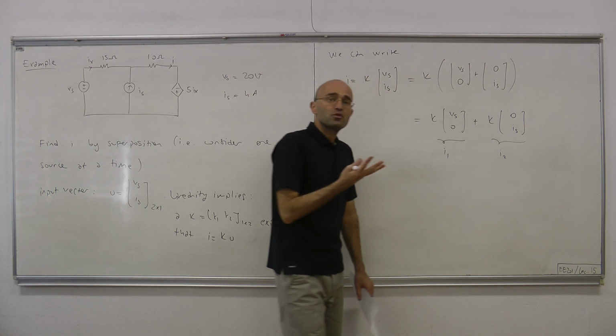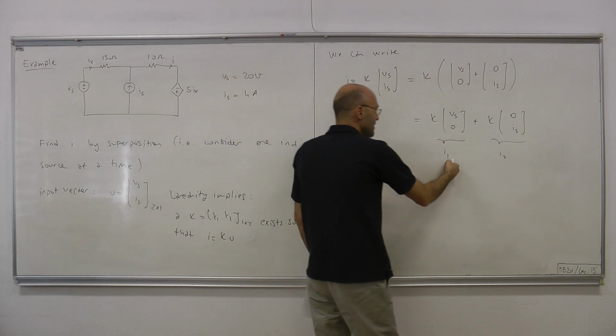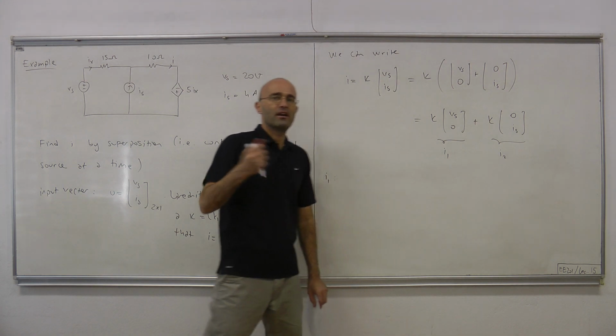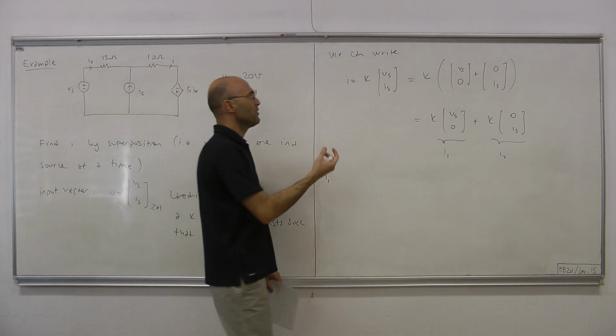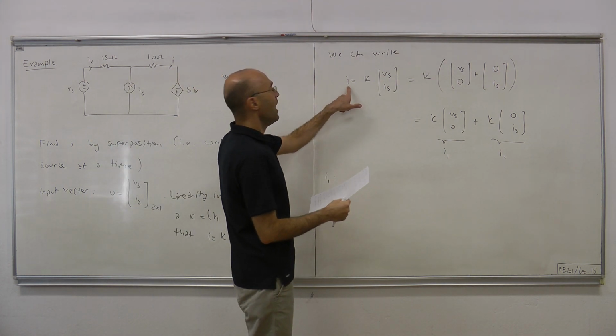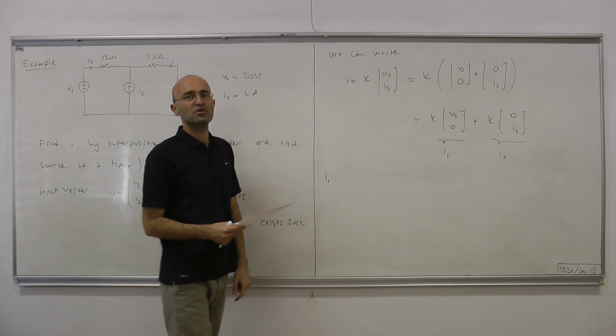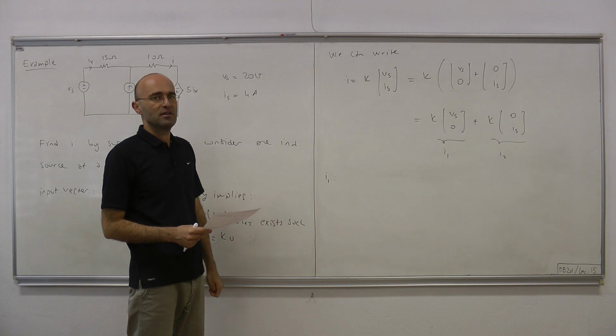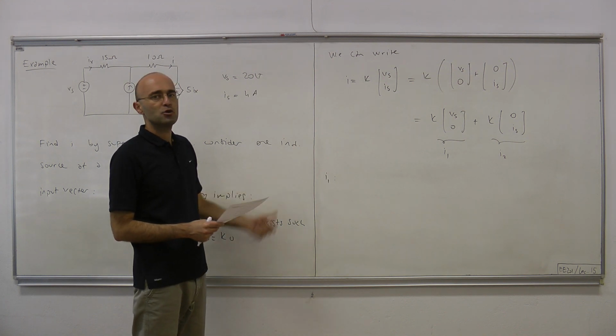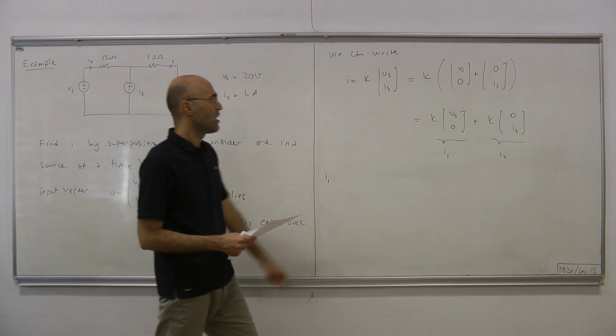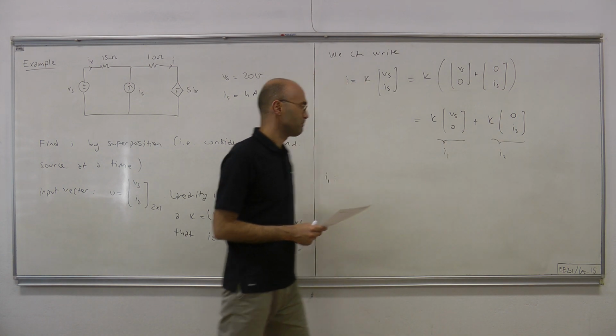And linearity of the circuit allows us to add this number to that number, I1 and I2, and the sum should give us the output when both sources or both inputs are active simultaneously. And that thing we call superposition, considering one source at a time.